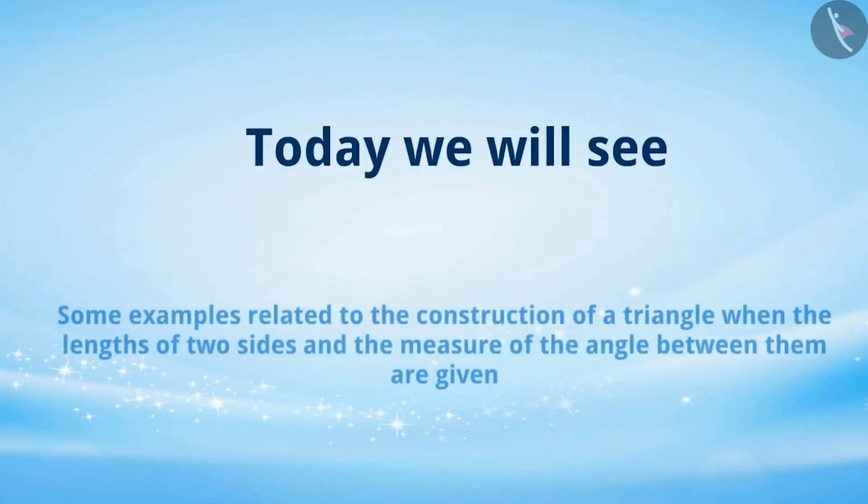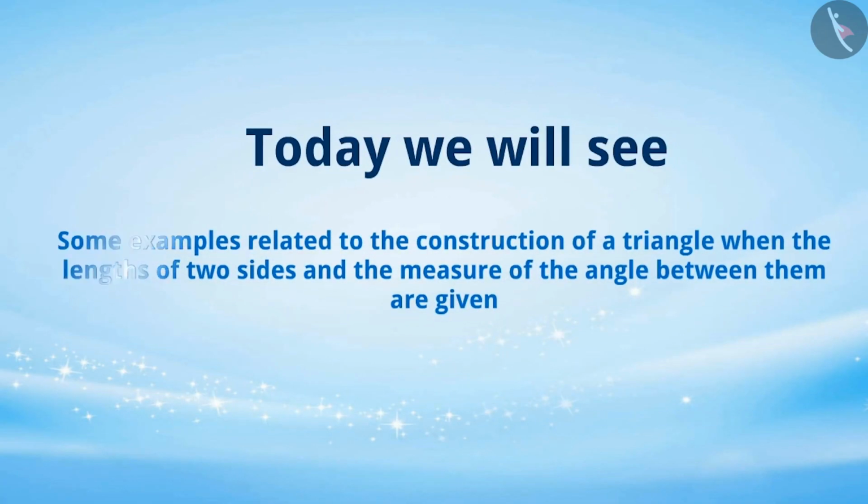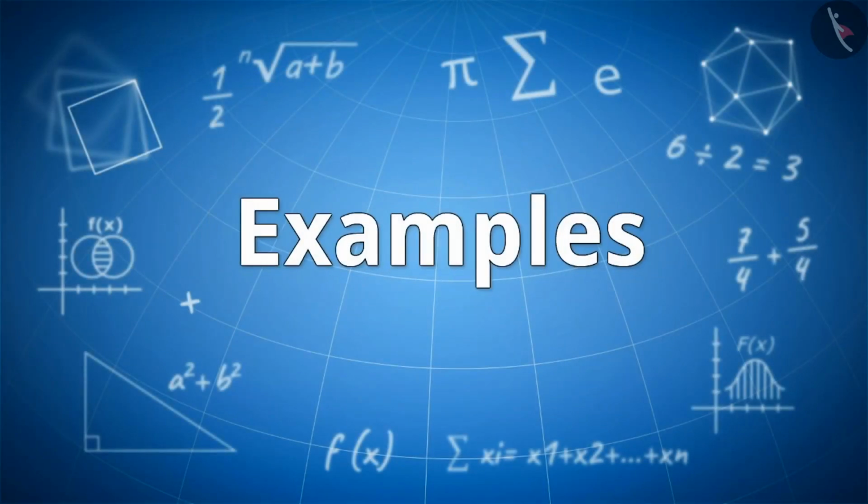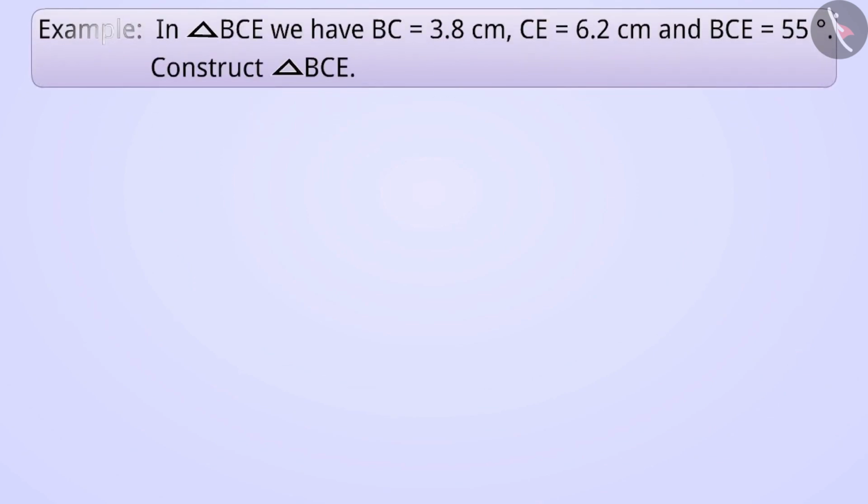Today we will see some examples related to the construction of a triangle when the lengths of two sides and the measure of the angle between them are given. In triangle BCE, we have BC equal to 3.8 cm, CE equal to 6.2 cm and angle BCE equal to 55 degrees. Construct triangle BCE. Here, we have to construct triangle BCE. We are given the lengths of two sides of triangle BCE and one angle.